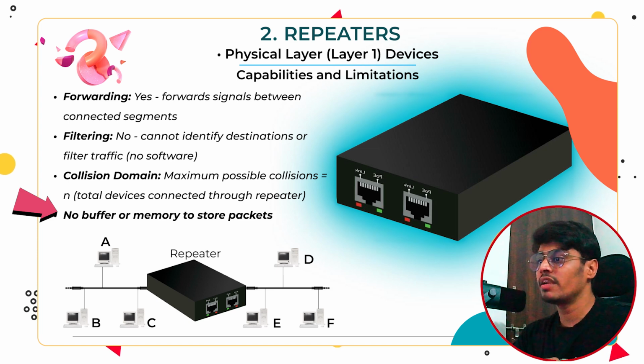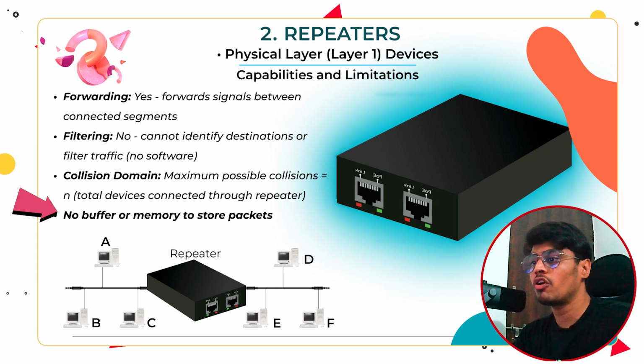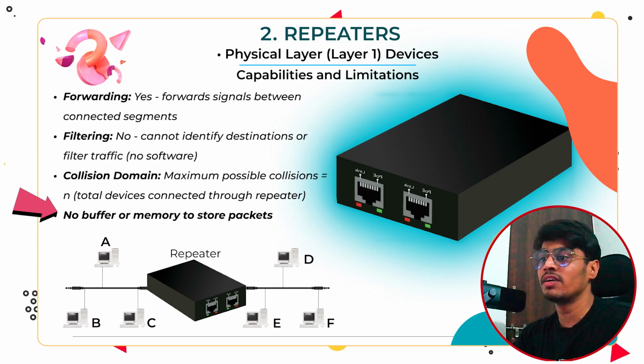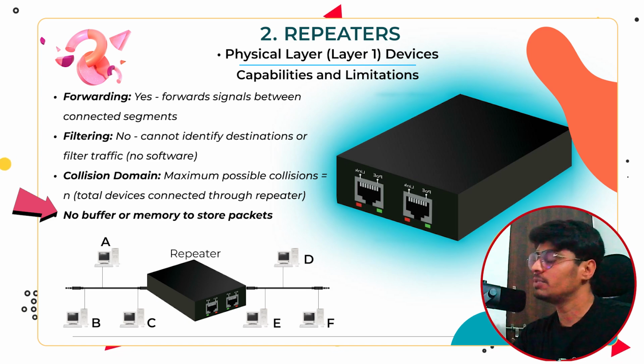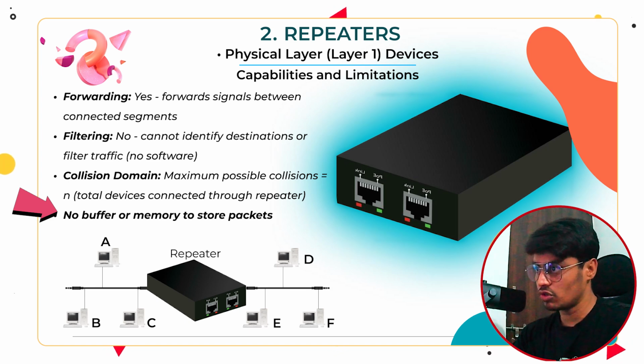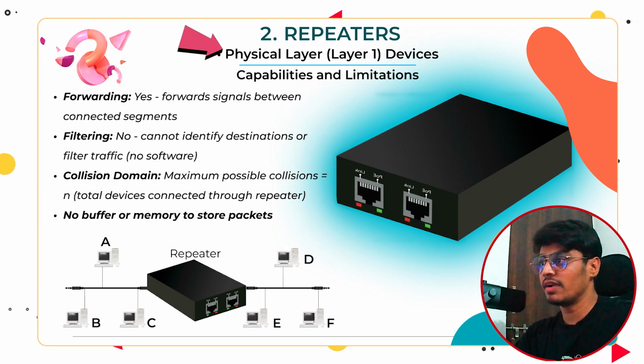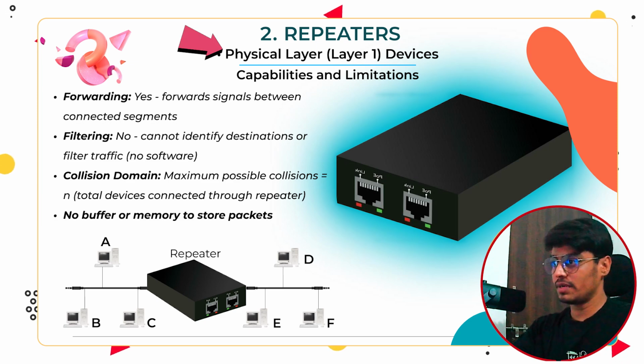So there is no buffer in a repeater. If there is a buffer or memory, it will keep putting signals there, and then it can check. But such functionality is not in the repeater because it is purely hardware, no software in repeaters either, because these are layer 1 devices. They work in the physical layer, repeaters and cables.